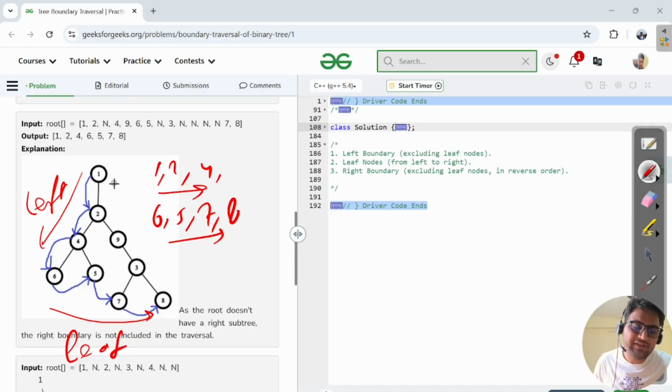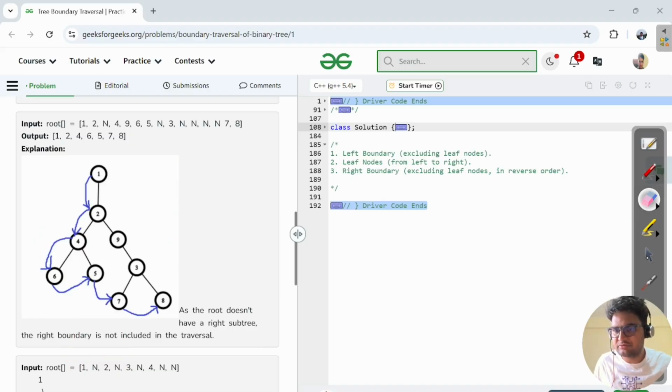But on the right side we do not have anything, because that root node does not have any right node. Correct? So we will not print anything on this side. The output is also the same: 1, 2, 4, this one, right? Then 6, 5, 7, 8. Correct? I hope you got it.